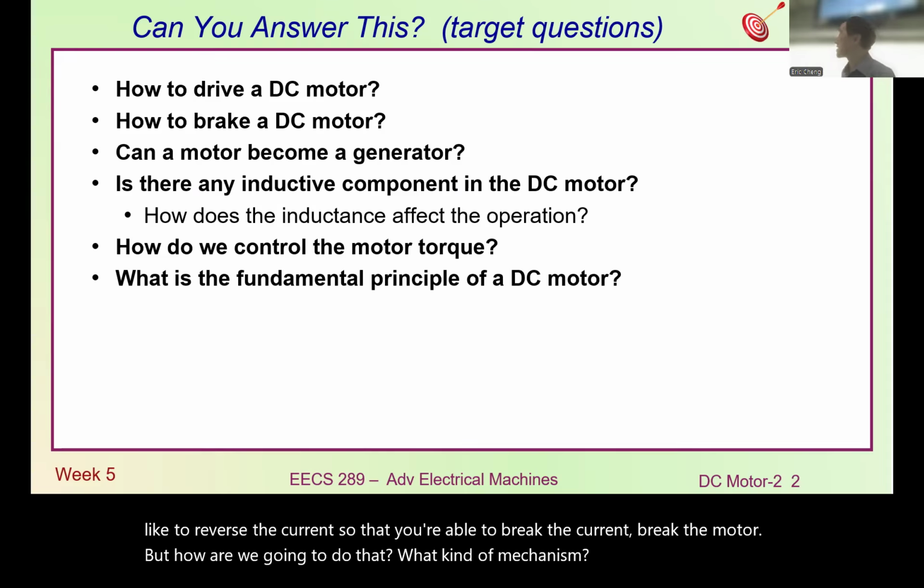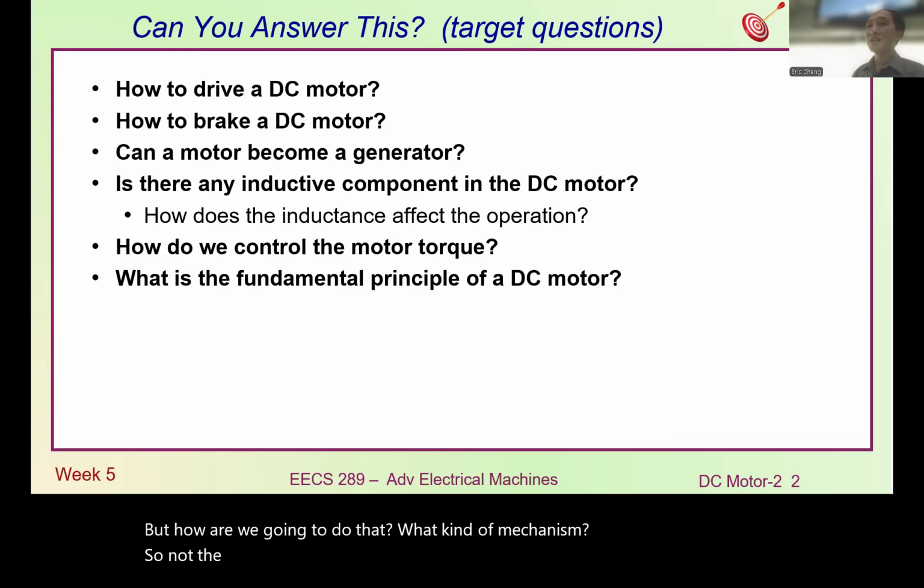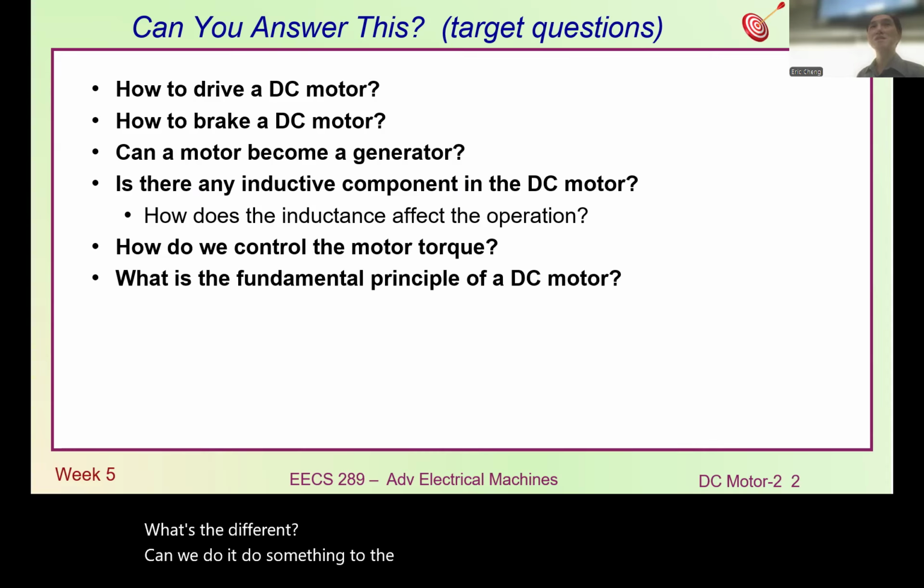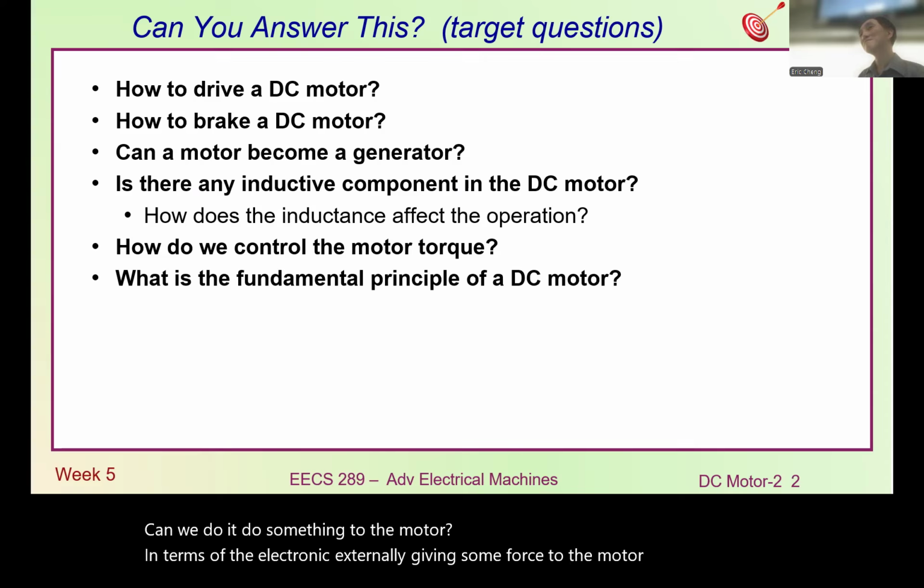So now, question number 3. How will a motor become a generator? What's the difference? Do we do something to the motor in terms of the electronics? Giving some volts to the motor, so this dictates the motor.